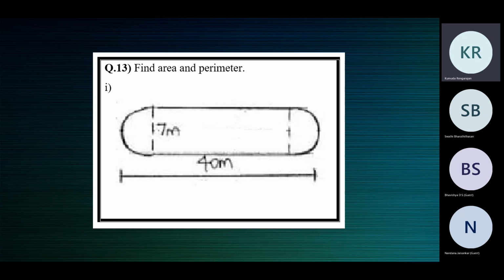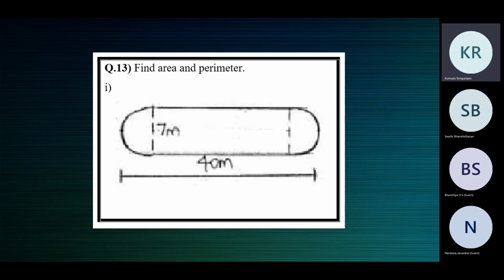So this one is not a solid, children. It is a rectangle. It's a rectangle with semicircular ends. I hope you understood it like that. Now tell me the length and breadth of the rectangle and the radius of the semicircle.